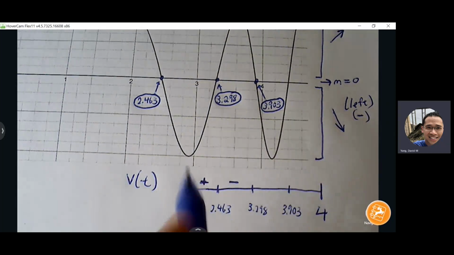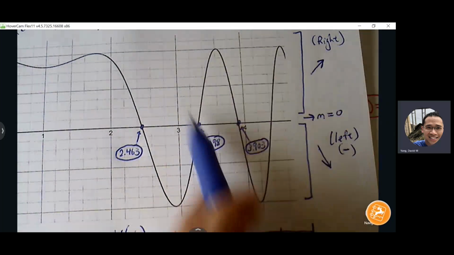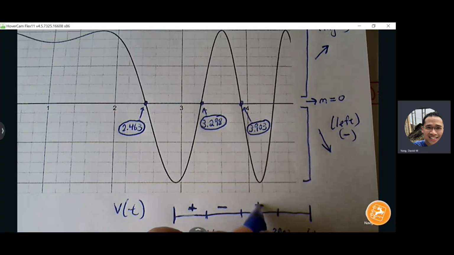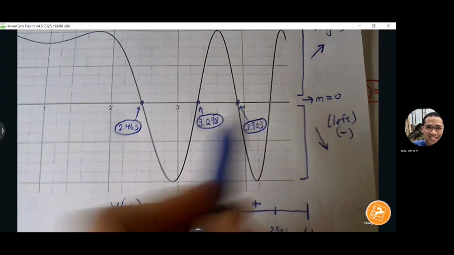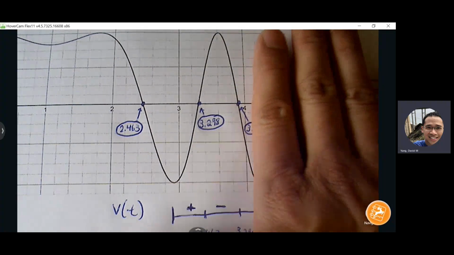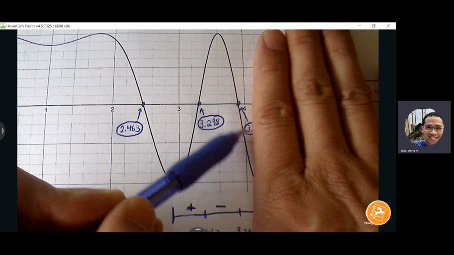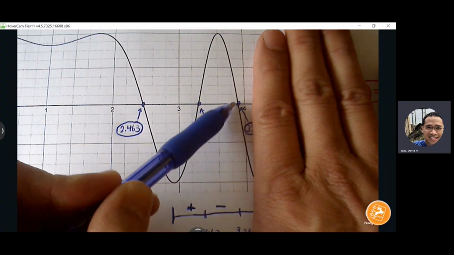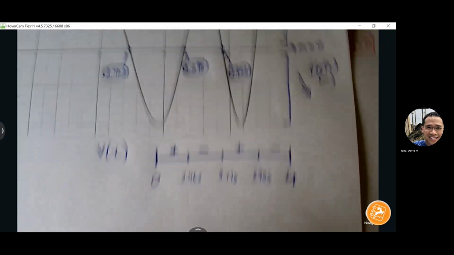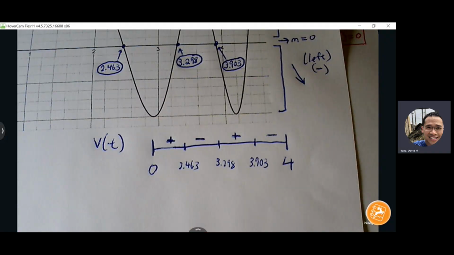Okay, next. Above, so right. And finally, we don't care about this portion, right? We're just looking at that little region here to the left of 4, but to the right of 3.908, it's slightly below. So a lot of information you can gather just from the sign line.